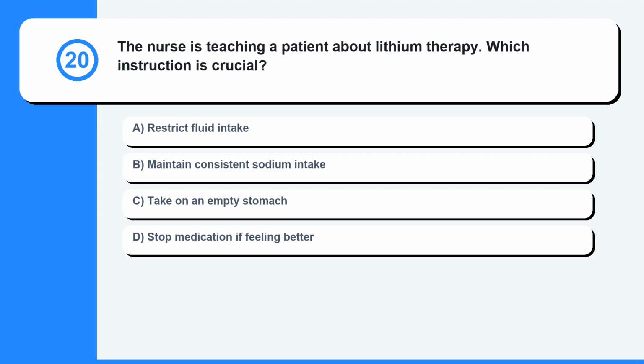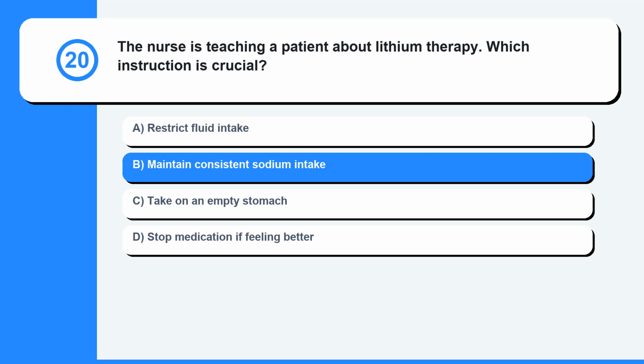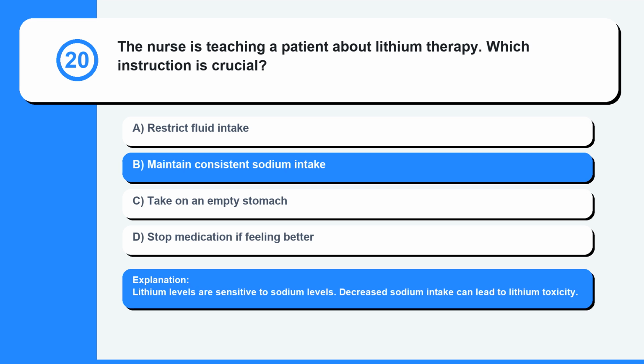Question 20. The nurse is teaching a patient about lithium therapy. Which instruction is crucial? A. Restrict fluid intake. B. Maintain consistent sodium intake. C. Take on an empty stomach. Or D. Stop medication if feeling better. The correct answer is B. Maintain consistent sodium intake. Lithium levels are sensitive to sodium levels. Decreased sodium intake can lead to lithium toxicity.